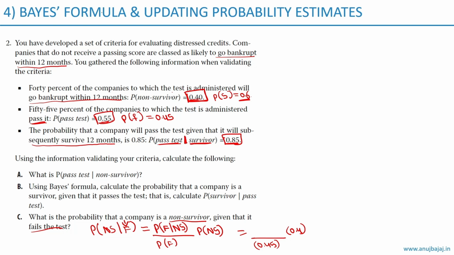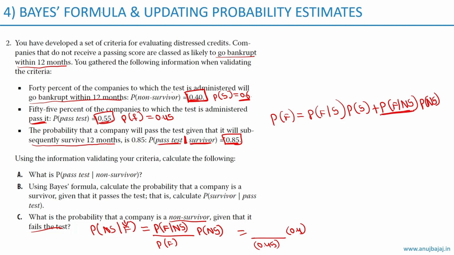We are not given the information directly, so using the total probability rule, the probability of failure equals the probability of failure given the company is a survivor, multiplied by the probability of survivor, plus the probability of failure given the company is a non-survivor, multiplied by the probability of non-survivor. So we are required to find out this term over here.